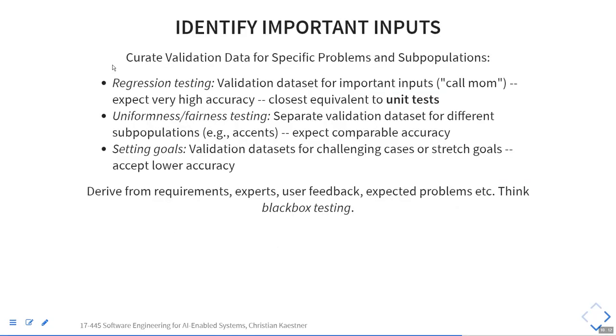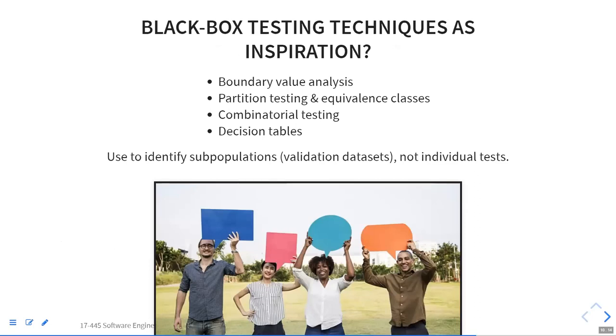So think of this as regression tests of kind of important test cases, the obvious cancer you definitely want to detect, right? Uniform fairness testing, you have a bunch of examples, age groups, gender, and so on. And then stretch goals may be very hard to find ones, right? Things that maybe also physicians have a hard time to find, or bad image quality, things like this. And again, you can think about, do kind of black box techniques help as some inspiration here?